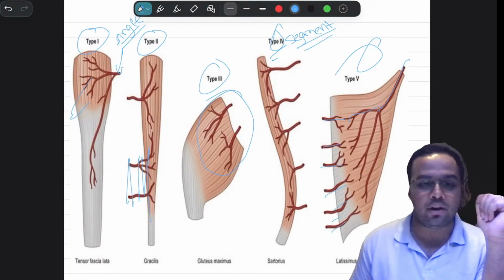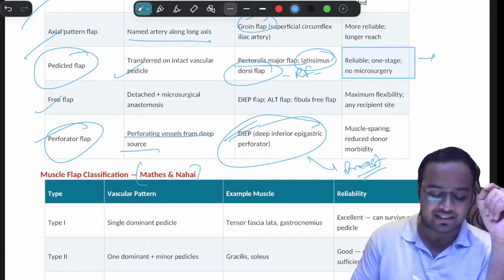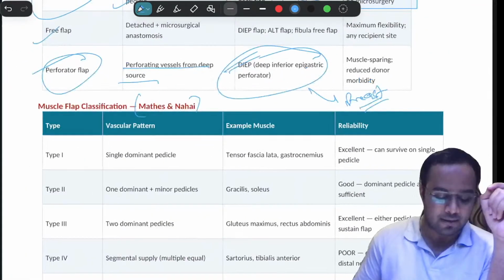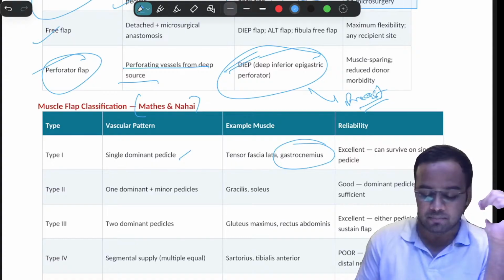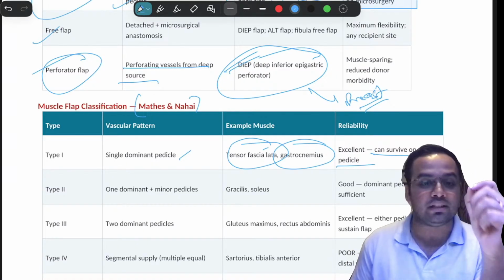So whenever you are going to check for it, there are 5 types of muscles and the classification is known as Mathes and Nahai classification. Type 1 is a single dominant pedicle, and the muscles are tensor fascia lata or gastrocnemius. So they can survive on the single pedicle.